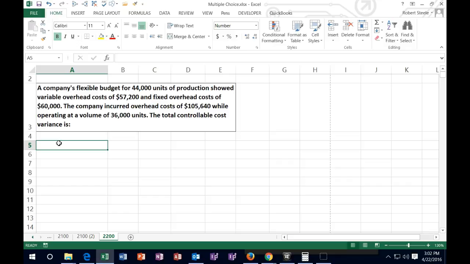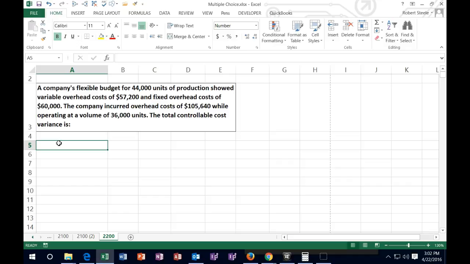The company incurred overhead costs of 105,640 while operating at a volume of 36,000. The total controllable cost variance is what? So when we talk about cost variance, we're basically saying, okay, we budgeted something to happen, then something actually did happen, and we need to compare what we budgeted to happen to what actually happened.